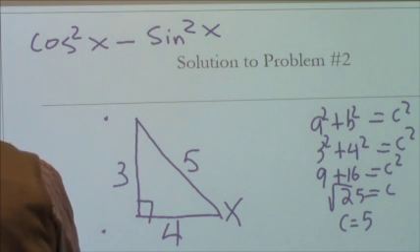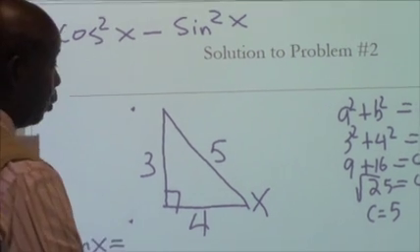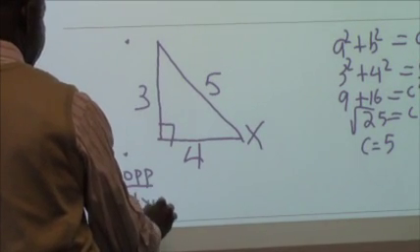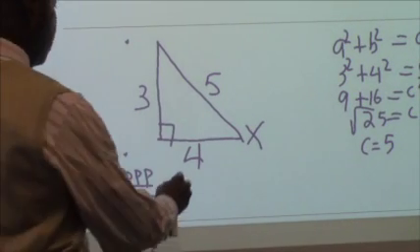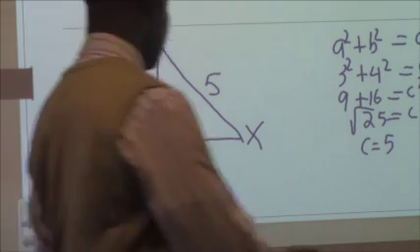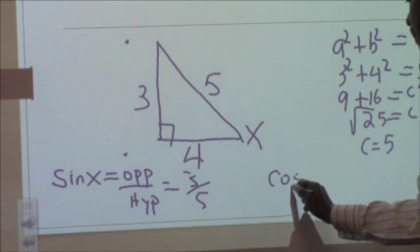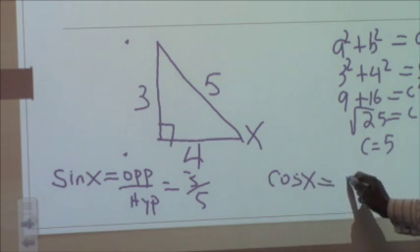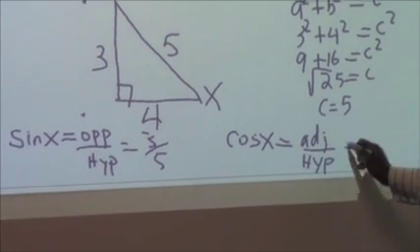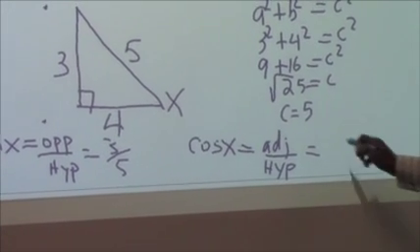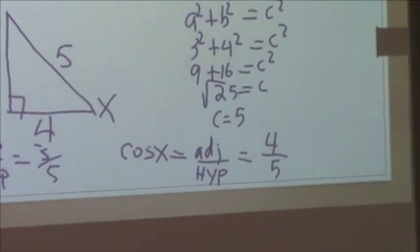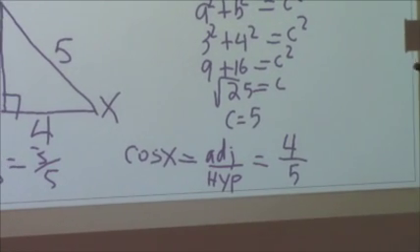I would say the sine of x by rule is equal to opposite over hypotenuse. What's the opposite here? 3. What is the hypotenuse? 5. And then I will say the cosine of x is equal to adjacent over hypotenuse. What's the adjacent in this case? 4. What's the hypotenuse here? 5. So I have every information to put in here. So my sine is 3 over 5.